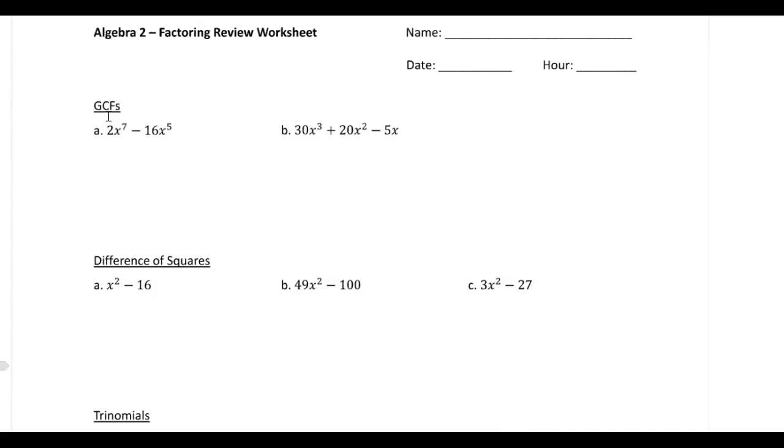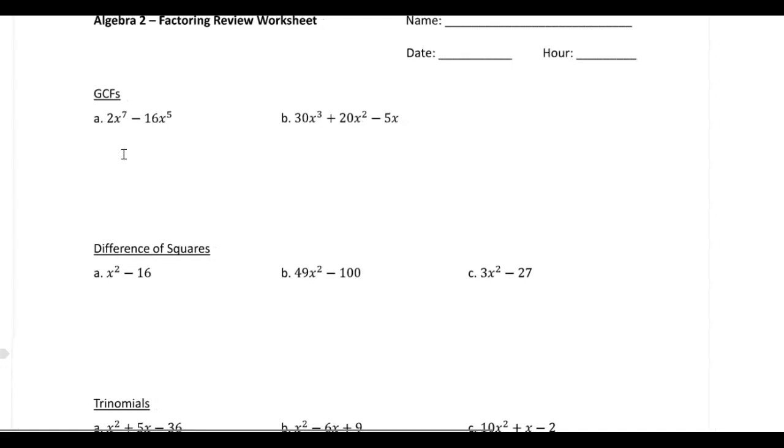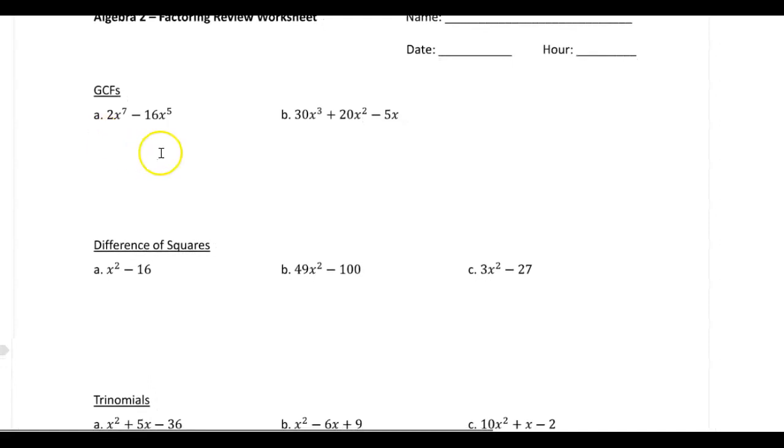Greatest means the biggest. Common means one they both share. And a factor is a number that divides into another number. So you could also think of it as how we can multiply to get the number. So how I break down a greatest common factor, and a lot of these you're going to be able to do in your head, but I want to show you a strategy in case you're stuck.